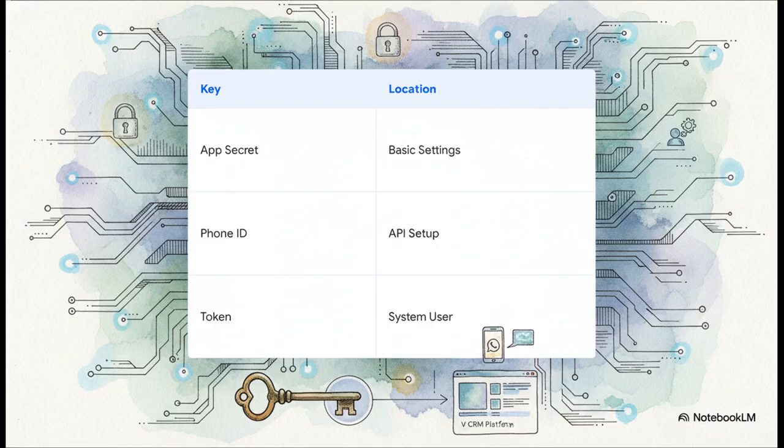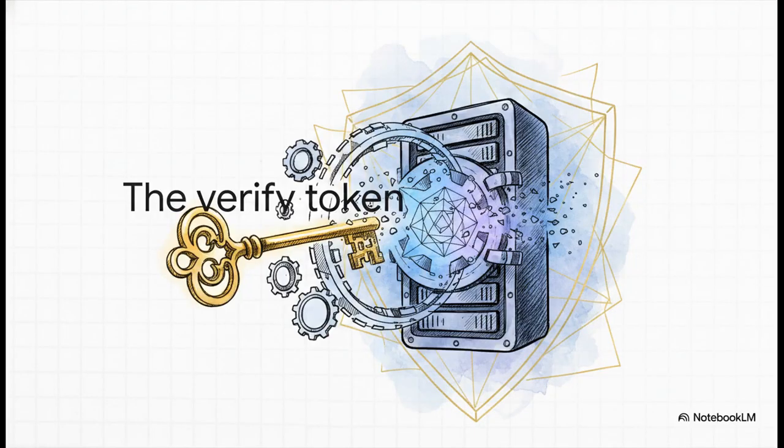And your permanent access token is generated by creating a system user. You take all of these specific keys and just paste them right into your V-CRM platform's settings dashboard. During this setup, you'll also create a verify token. Now, this can just be a name or a simple phrase, but I want you to notice this critical security detail. When you check your Supabase database, that verify token isn't stored as plain text. Nope, it is fully encrypted using an encryption key that you generated and stored securely in your environment file.